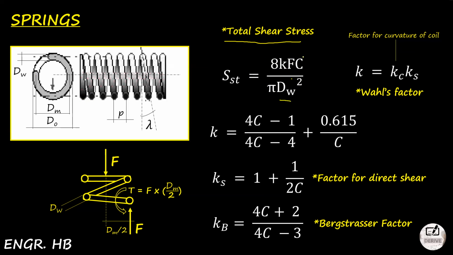Okay, so isa-isahin nating letters na ito. Of course, si F, siya load. Itong si DW is wire diameter. So ano naman si K at C? So si C is the what you call spring index. At si spring index ay may formula na ratio ng mean diameter over wire diameter.